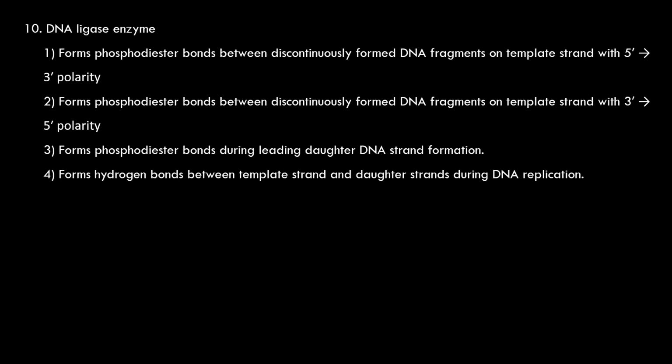Forms phosphodiester bonds between discontinuously formed DNA fragments on the template strand with 3 prime 5 prime polarity. No. On the template strand with 3 prime 5 prime polarity, there is continuous formation of the daughter DNA strand, which is the leading strand. Fragments are not formed. So the second option is incorrect. Forms phosphodiester bonds during leading daughter DNA strand formation. No, this is wrong. Forms hydrogen bonds. No, it forms only phosphodiester bonds. The first option must be the correct one. Let us see the answer.